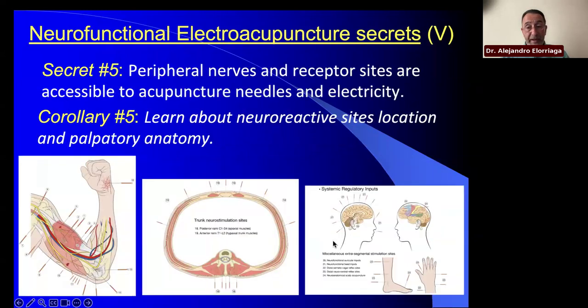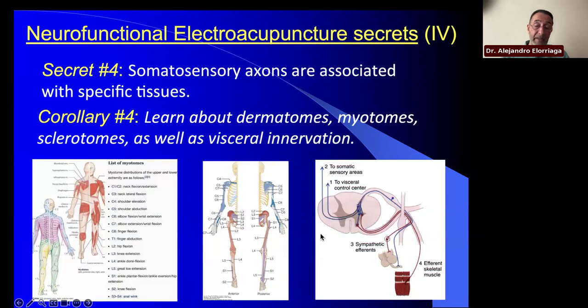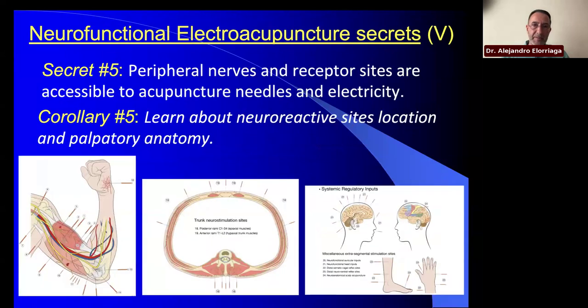could be referred pain from viscera, subdiaphragmatic viscera, whether gallbladder or liver, as well as from the lung and from the pleura. And without this knowledge, it's impossible to do a good working diagnosis, or not diagnosis, but mapping of the possible contributors to that pain experience.